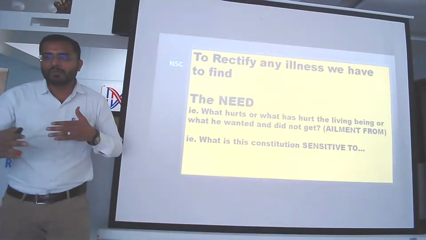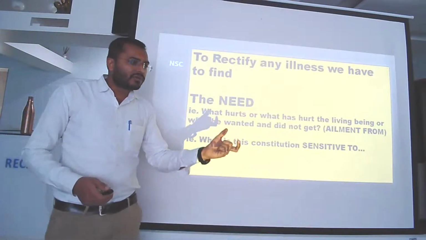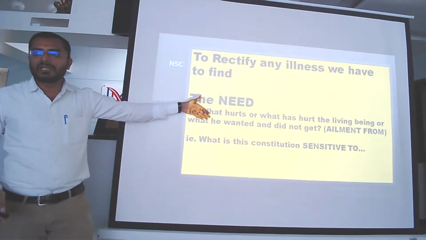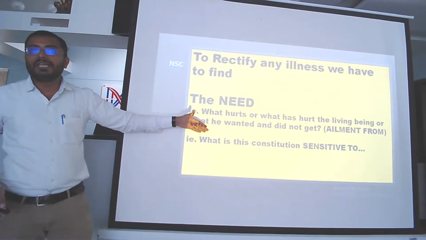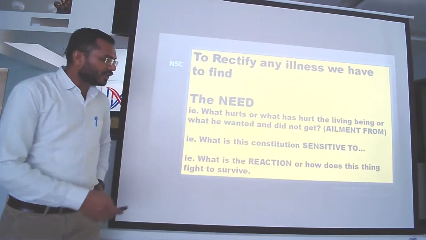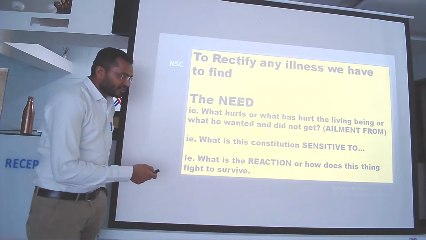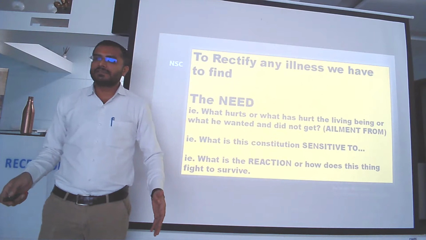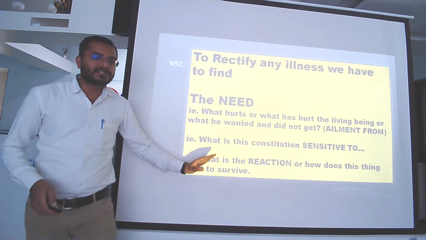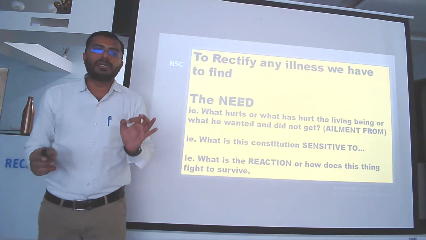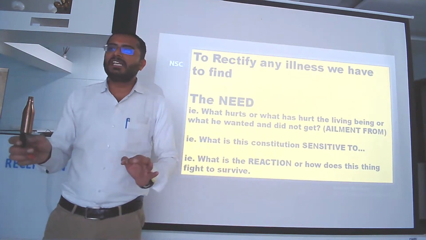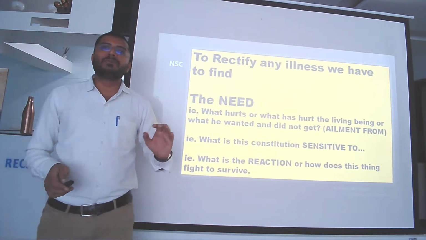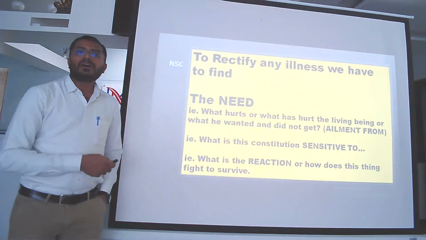We took lots of rubrics, and for that we have to understand what sensitivity is. First and foremost, we need what he wanted and didn't get. Second, what the sensitivity, the constitution, is. And third, what the reactions are, or how these things fight to survive. So what is that reaction? Sir always says the reaction is based on the individual miasmatic process. Sensitivity belongs to constitutions, whereas reaction belongs to the miasmatic state. So we need to find out the reactions.